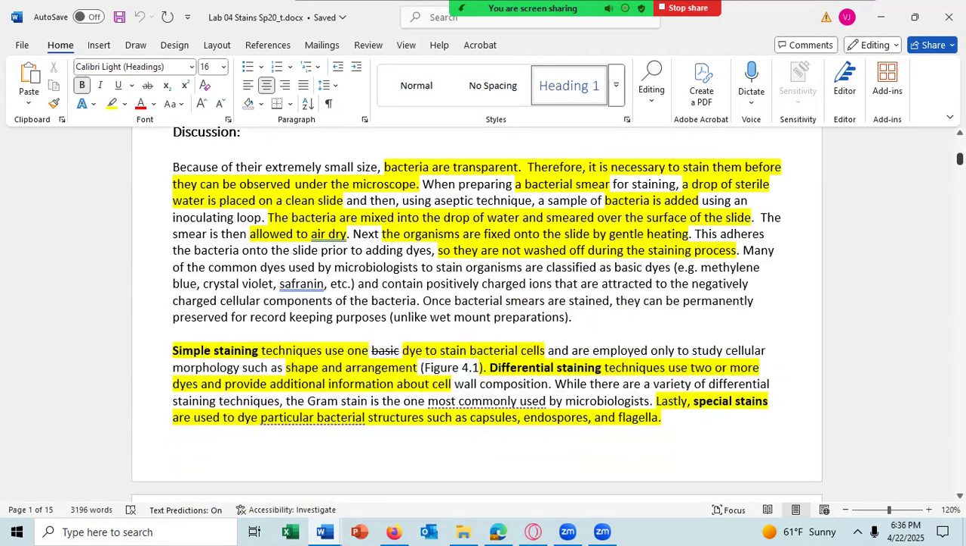Okay. Bacteria are essentially transparent. Therefore, it is necessary to stain them before they can be observed under the microscope. Before staining, you have to make a bacterial smear. A bacterial smear is something you make before you begin the staining process. Students often get that wrong. A bacterial smear is something you do before you begin the stain.